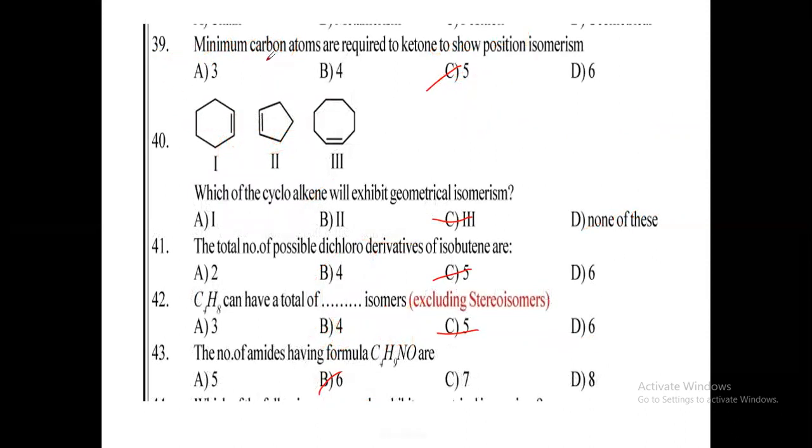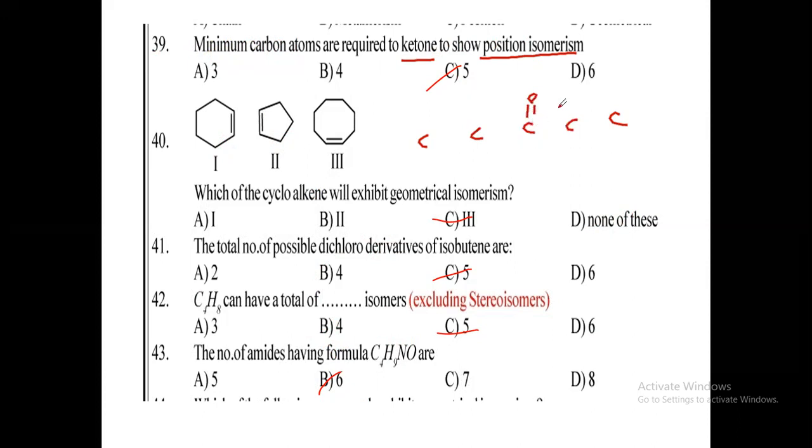Next one: the minimum carbon atoms required for a ketone to show position isomerism. To show position isomerism, how many minimum carbon atoms must be there? 5 carbons. Suppose you take 1, 2, 3, 4, 5 carbon atoms. If the C double bond O is here, it is 3-one. If it is here, it is 2-one. Here C double bond O, 2-one again. Here C double bond O, it is 3-one.